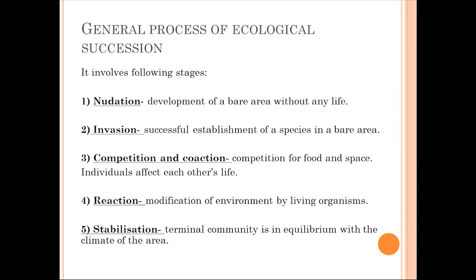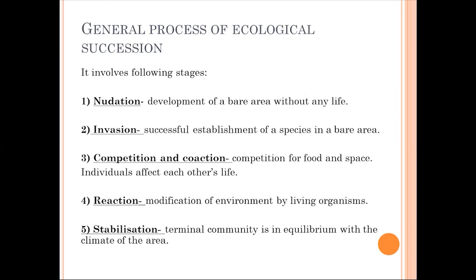Then the seedlings grow and develop into plants. So the reproduction increases and the individuals of a particular species increase in number. So the number of individuals increases, and they will come close to each other. That will lead to aggregation, where the plants are very closely placed to each other. That is known as aggregation.